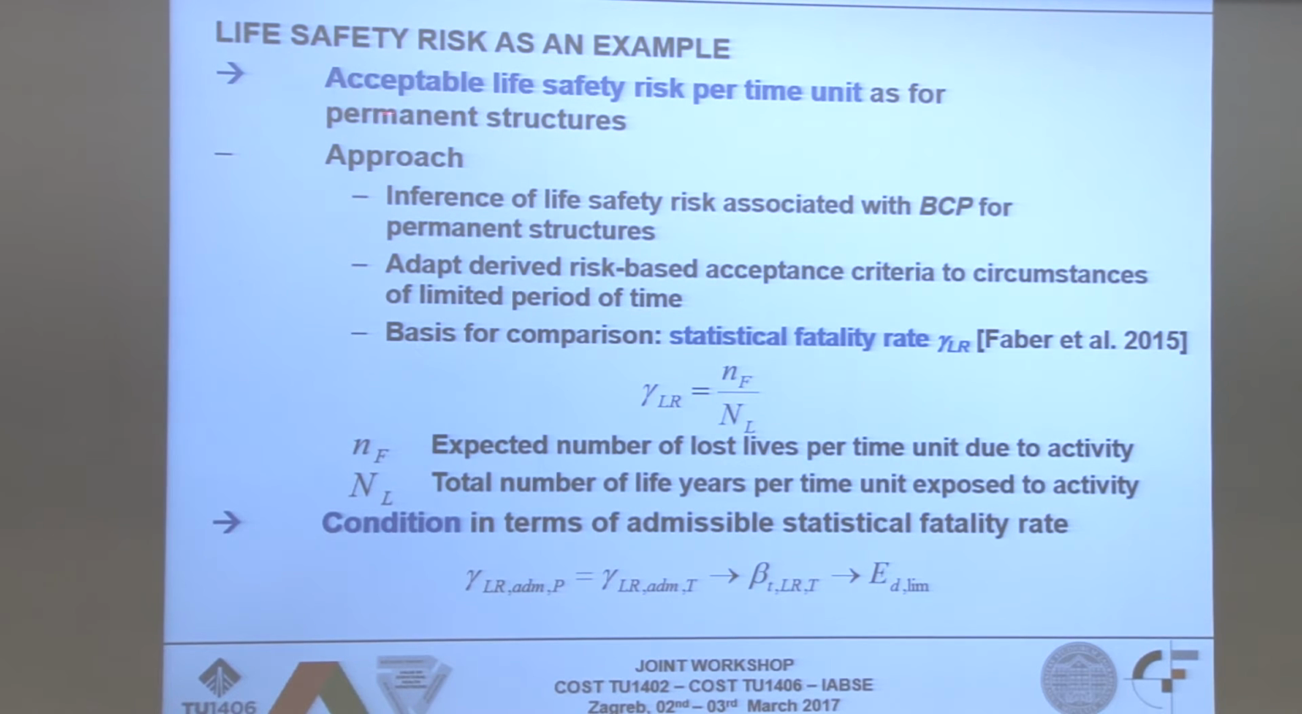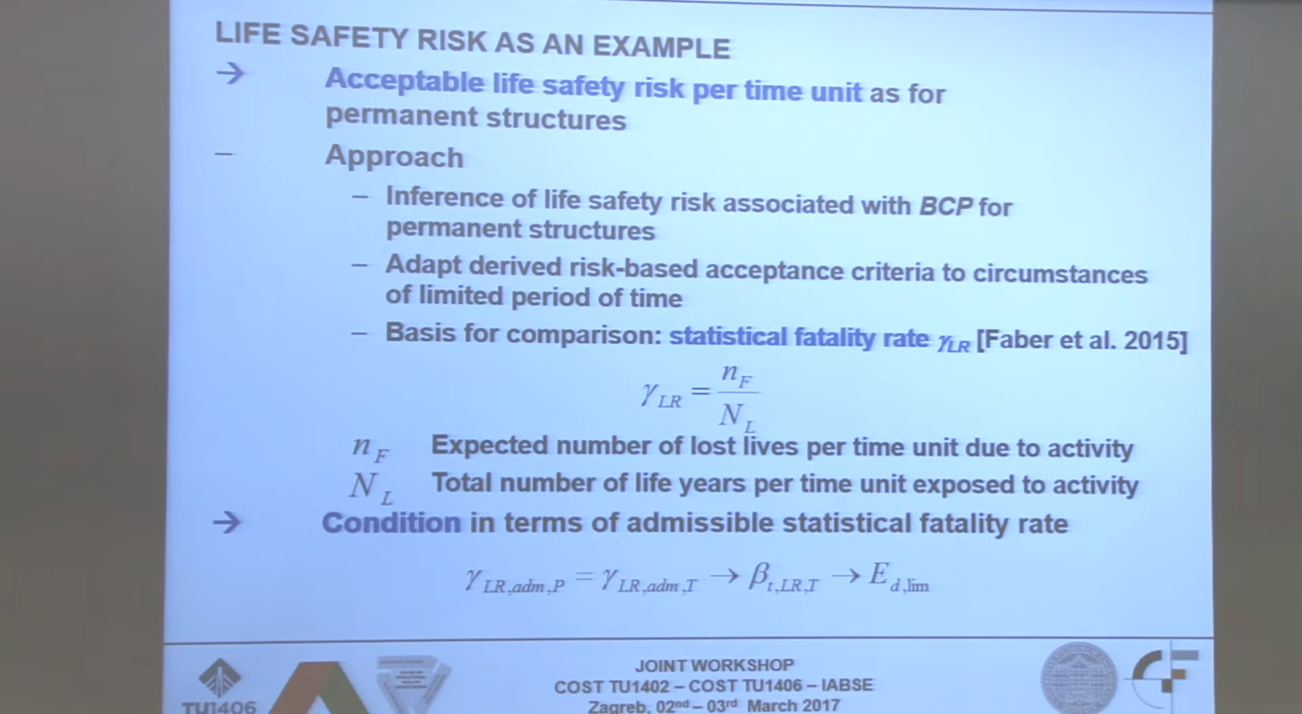So the condition is that the acceptable life safety risk per time unit should be the same as accepted for permanent structures. So we have to infer first the life safety risk associated with best firm practice for permanent structures, and then adapt the derived risk-based acceptance criteria to circumstances of limited period of time.